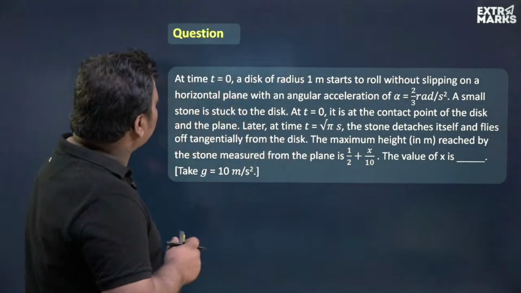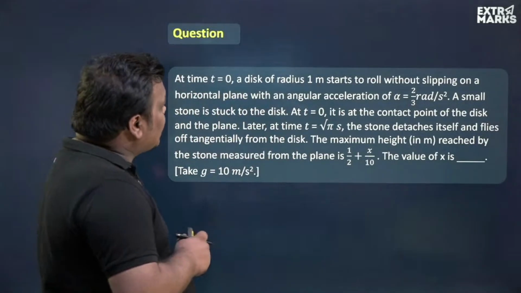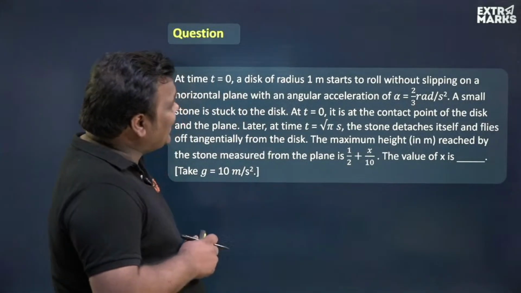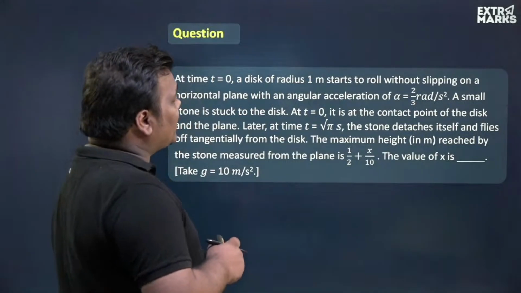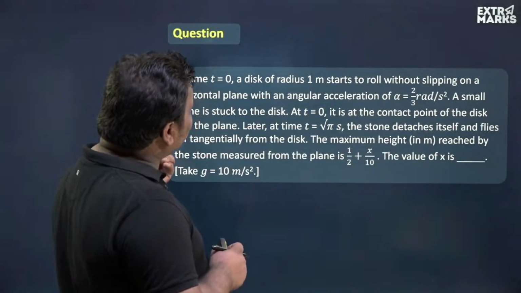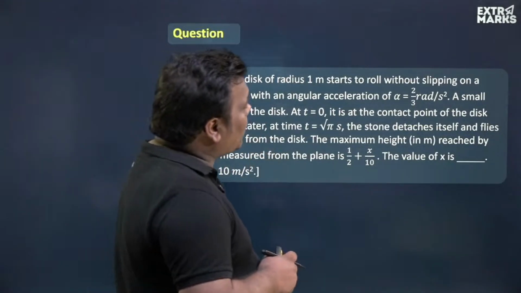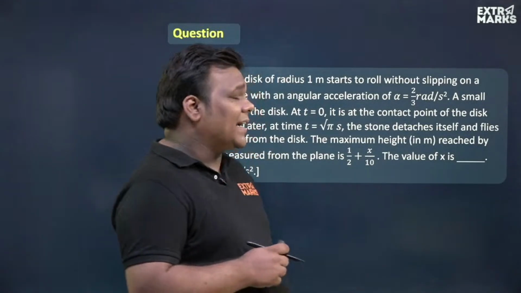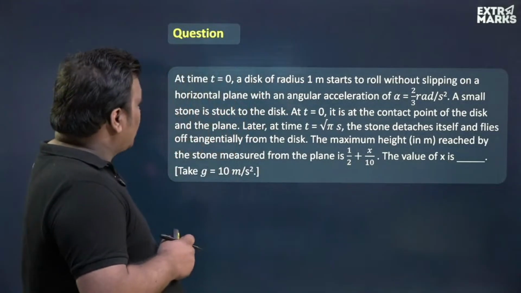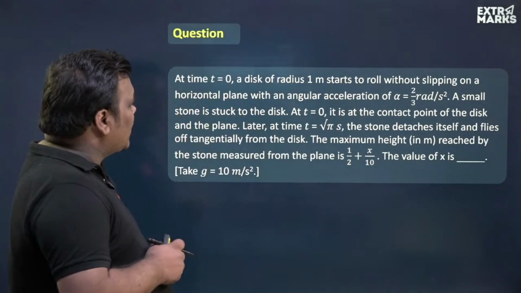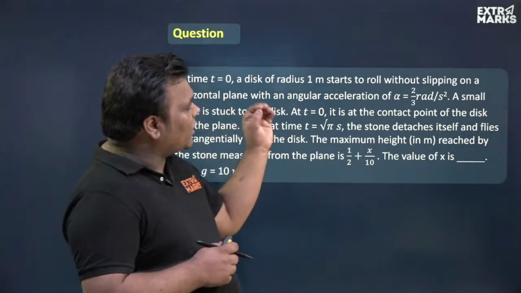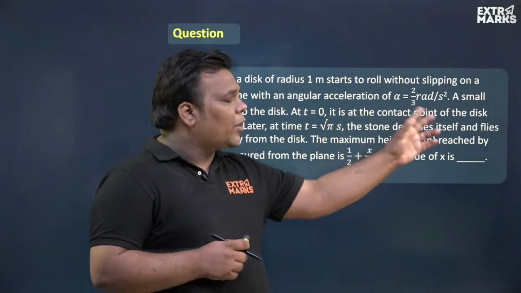So let's just start. At the time t equal to 0, a disk of radius 1 meter starts to roll without slipping on a horizontal plane with an angular acceleration of alpha equal to 2/3 radian per second square. A small stone is stuck to the disk. At t equal to 0, it is at the contact point of the disk.